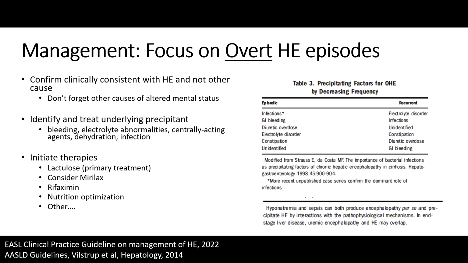And then you want to initiate therapy. Once you feel confident that this is worsening of their encephalopathy, and you've made sure there aren't any other precipitants going on, then you think about how to treat them and improve these symptoms. We'll go through these all in detail, but lactulose is the main thing. That's the cornerstone of all treatment. One tip to know about is that Miralax can work just as well. We'll talk about that. Rifaximin is also a nice tool, and then we'll talk about nutrition.